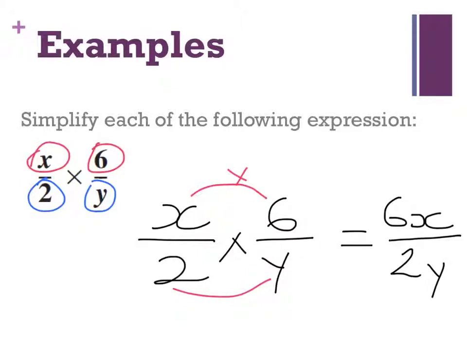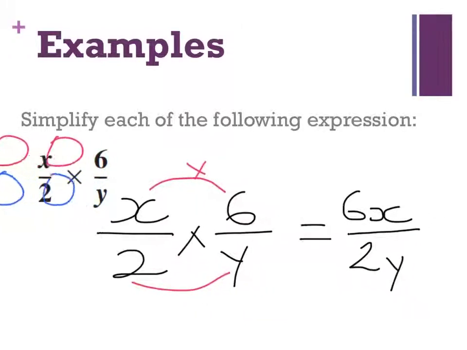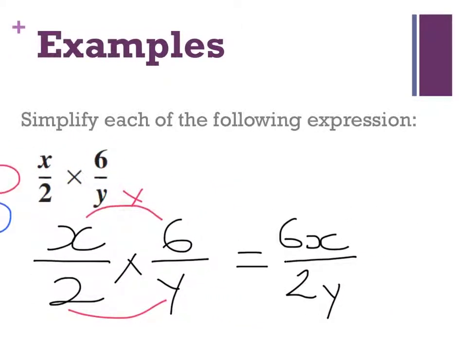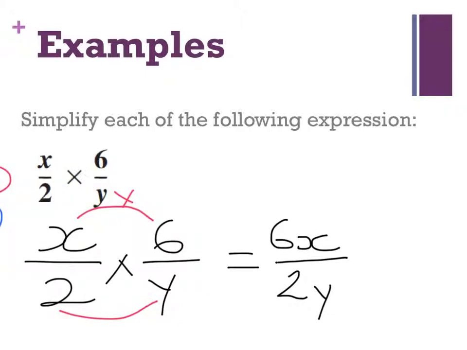That's my answer. But what was that most important thing I always taught you? Once you get an answer, you have to ask yourself, can I write that any more simply? I've got 6x on 2y, which is the same as saying 6 times x and 2 times y. Is there a number that goes into 6 that also goes into 2? 3 doesn't go. But 2 does. 2 goes into 2 once, 1y. 2 goes into 6 3 times.